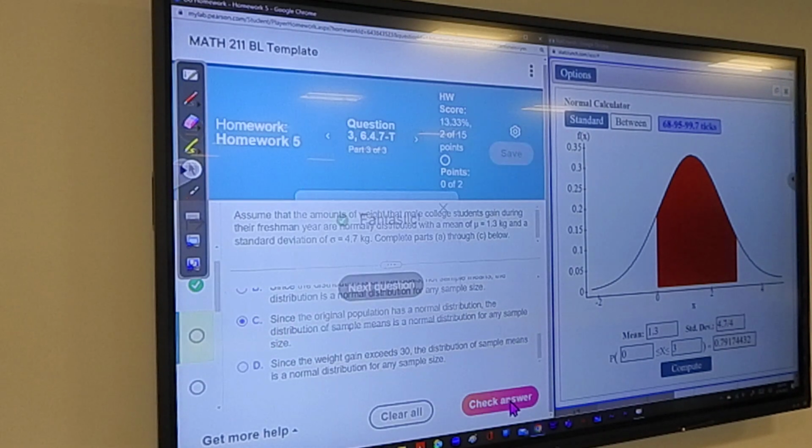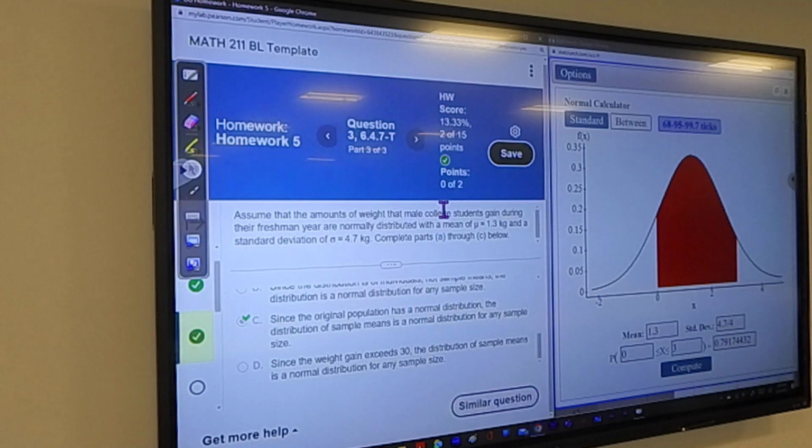And the question, the part 3 of all 3 of them was that you can do it because it's normally distributed.